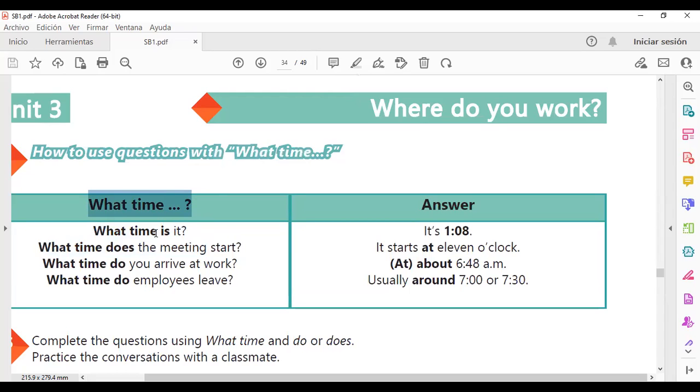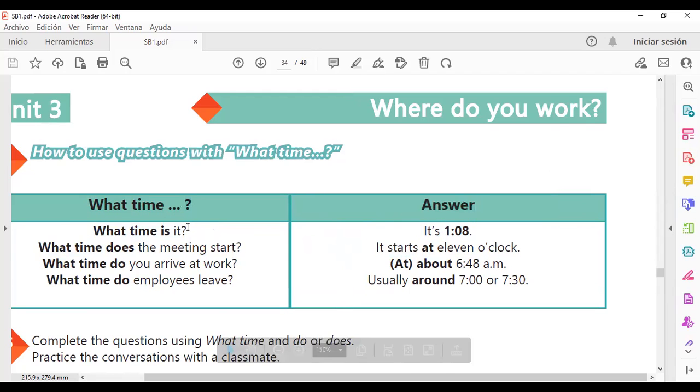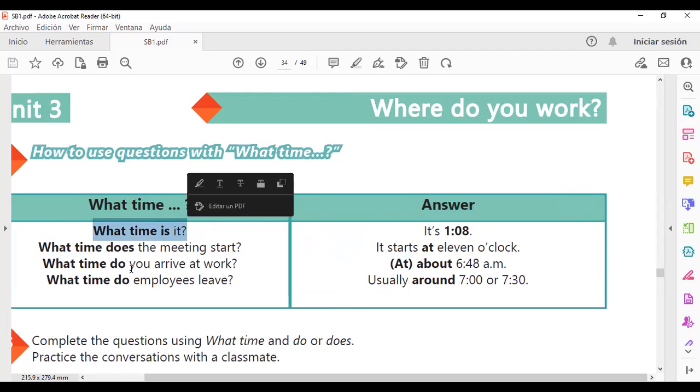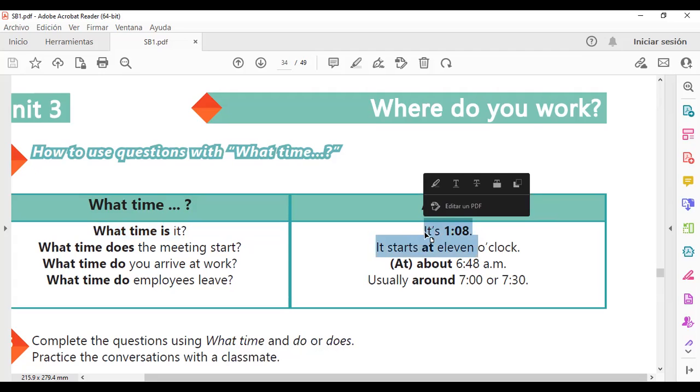What time? Okay, what time is the expression, right? And answer. Okay, you say answer. Tenemos cómo hacer preguntas y tenemos cómo se responde. Ya vamos a ver. So, what is the first question? What time is it? Oh, all right. Hey, what time is it? What time is it in the example? ¿Qué hora es en el ejemplo?